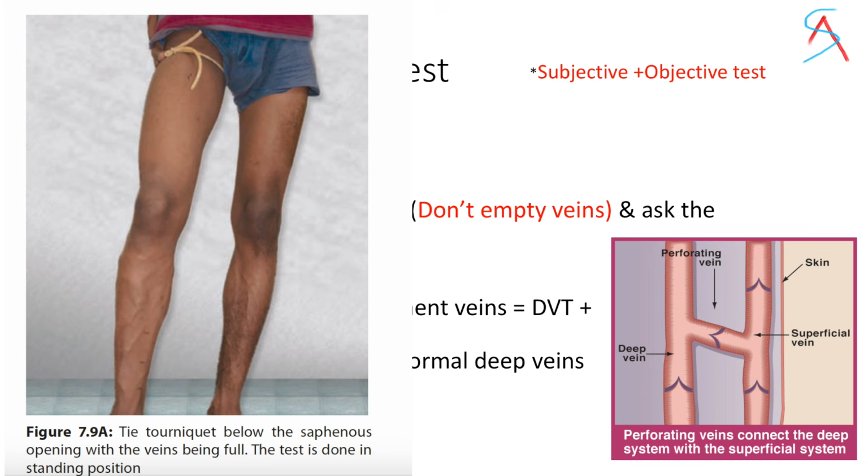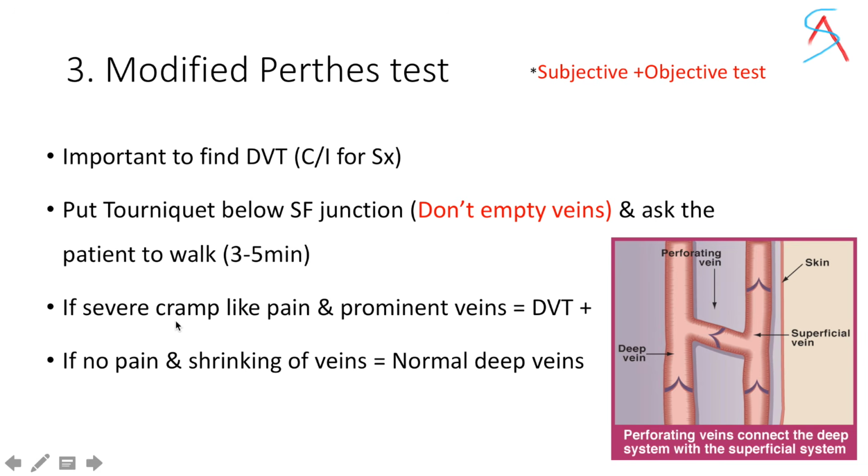We put a tourniquet below the saphenofemoral junction, and remember, in this test we do not empty the veins. We just tell the patient to stand up and walk around for 3 to 5 minutes. If the patient complains of severe cramp-like pain, and on examination you find prominent veins visible, it means deep vein thrombosis is present. If the patient does not complain of any pain and there is shrinking of veins, which you can see, it means deep veins are normal, there is no deep vein thrombosis. The patient can undergo varicose vein surgery.